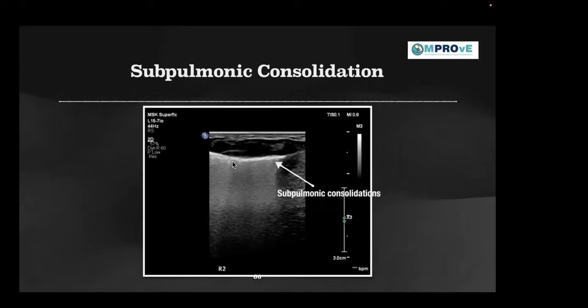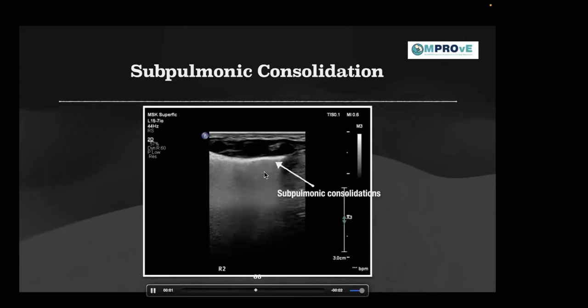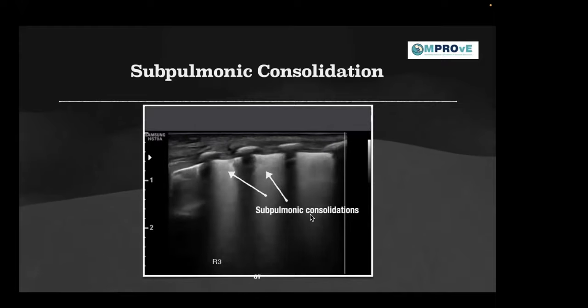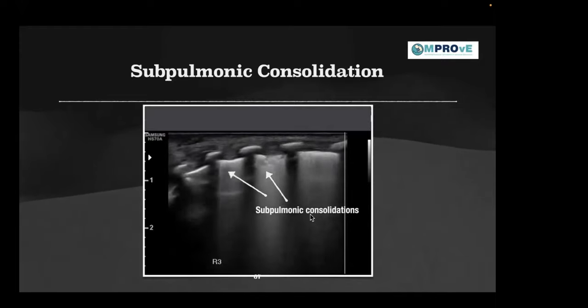or atelectatic area. So you see subpulmonic just at the level of the pleural line, and you don't see dynamic air bronchograms with the subpulmonic consolidations. These are very micro areas of consolidation because of the lack of surfactant. So that's subpulmonic consolidation. And you can see quite a white-out lung here, but I'm not going to spend much time on this because Alok is going to cover this. Again, just to show you an example of subpulmonic consolidations.